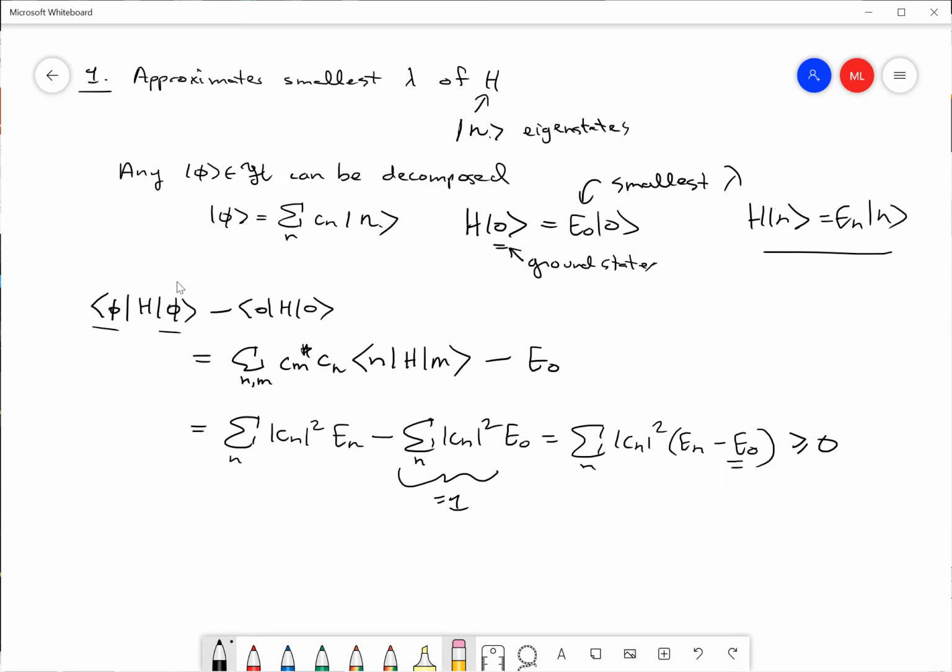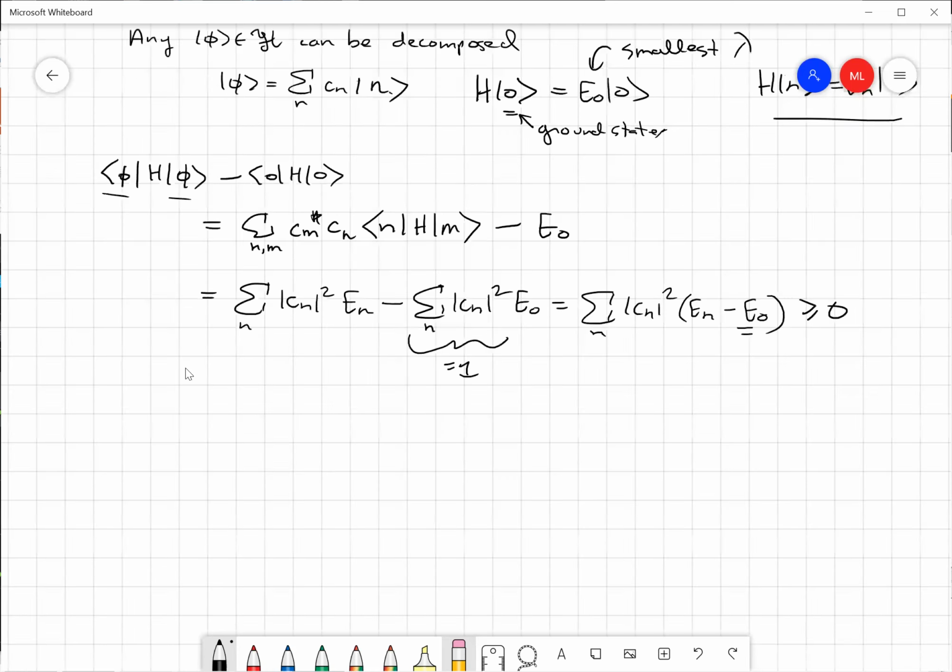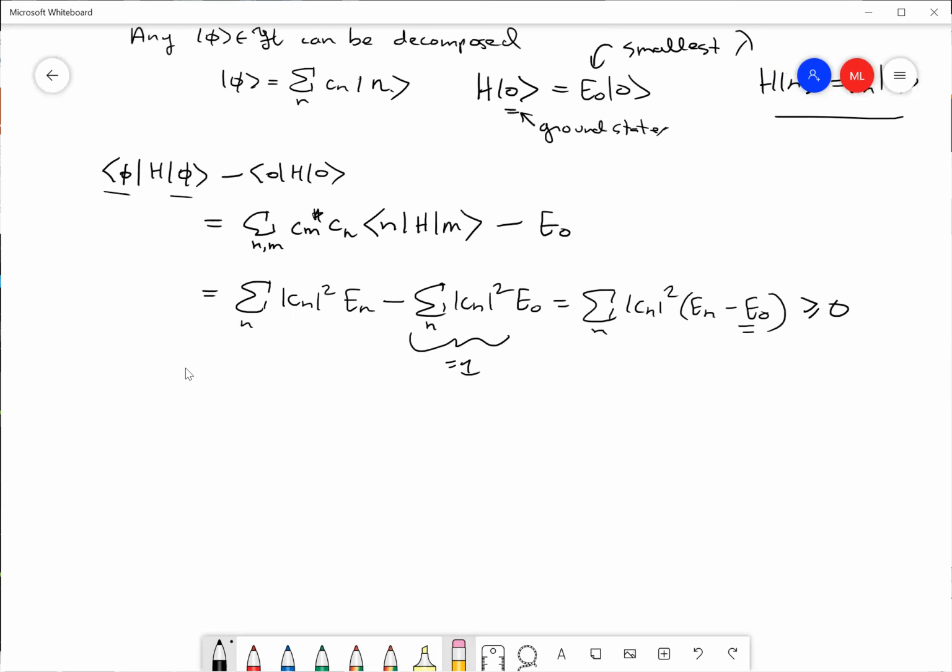And that's the principle of the variational method. This is really the only thing you ever need to remember about it. This is the physics of it: the expectation value of the Hamiltonian with respect to any state whatsoever is always going to be greater than or equal to the expectation value of the Hamiltonian with respect to the true ground state. And of course, we can construct any state, so we have this at our disposal.